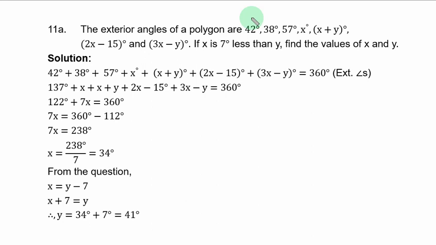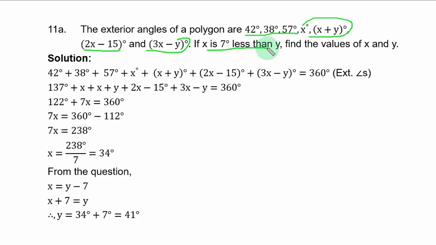Question 11a. The exterior angles of a polygon are 42 degrees, 38 degrees, 57 degrees, s degrees, s plus y degrees, 2s minus 15 degrees, 3s minus y degrees. If s is 7 degrees less than y, find the values of s and y.